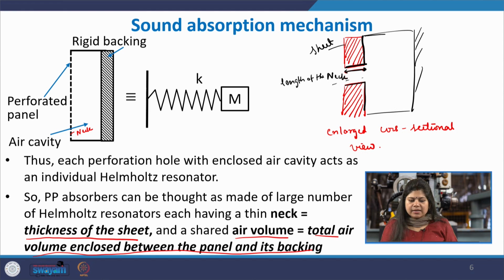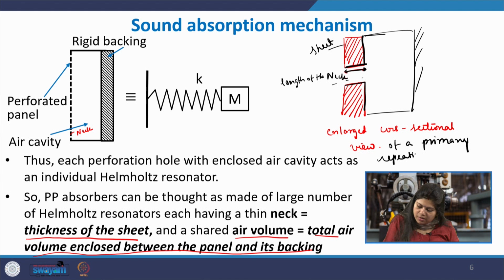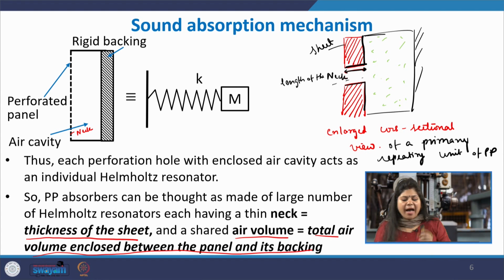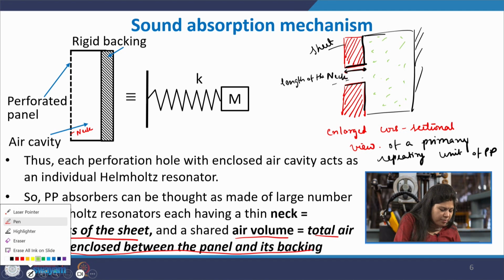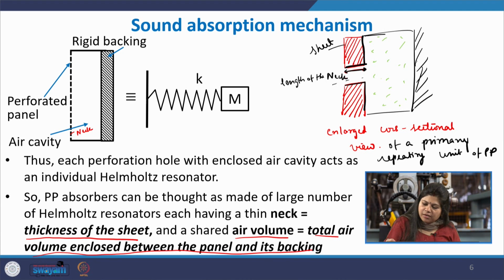Okay. And the volume of the air cavity is simply, for an enlarged cross sectional view of a primary repeating unit of a perforated panel, the volume of the air cavity just behind that repeating unit. Okay. That will make up the volume of the confined cavity, and so for each perforation this becomes our formulation. It acts like a Helmholtz resonator.